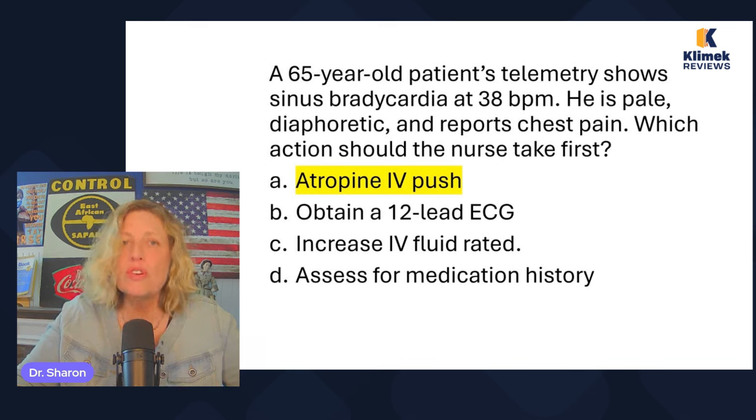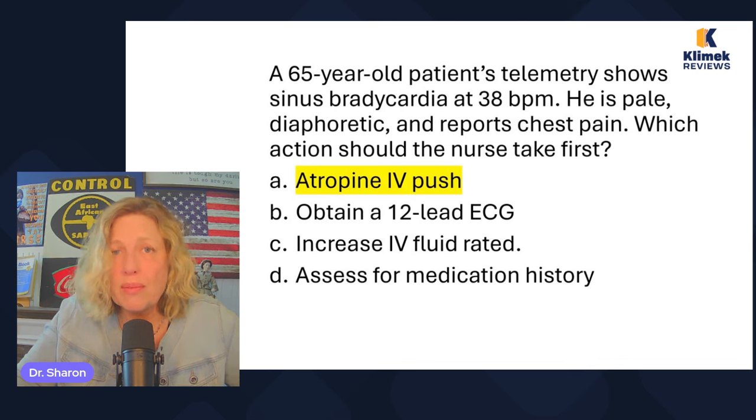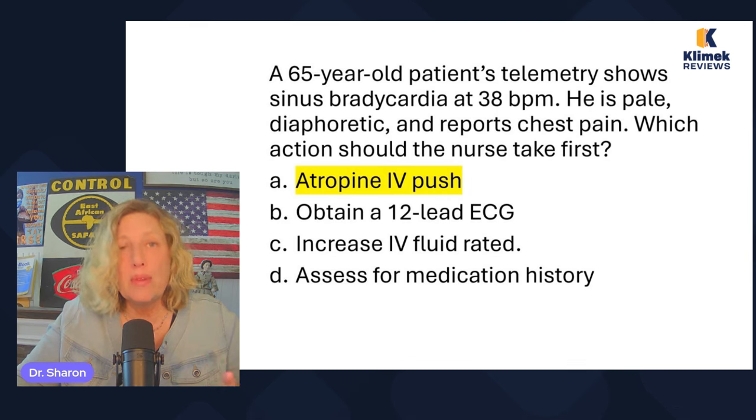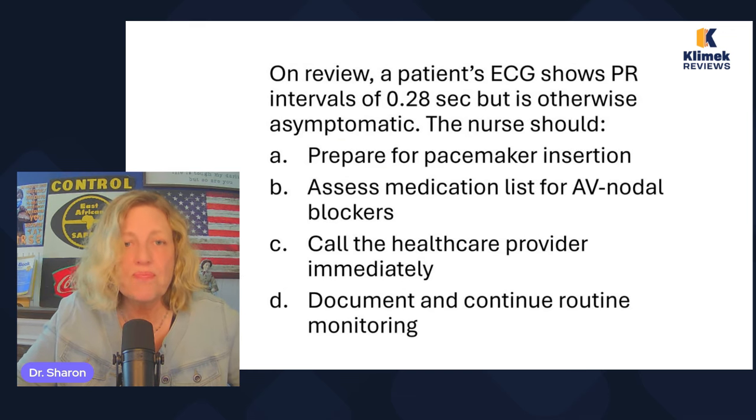Okay. So we've learned about procainamide. Procainamide can be used for ventricular dysrhythmias. Amiodarone and Cardizem can be used for atrial dysrhythmias, and atropine is used for symptomatic bradycardia.